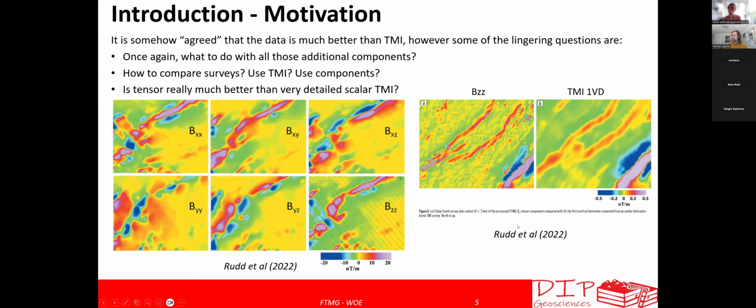These are images from a paper by Jonathan Rudd, 2022, which is a survey where he shows all the components, great data, and then compares a BSET to more or less a TMI 1VD, because they are more or less similar, which is right. But what do I mean by more or less? Can we get a bit closer than that?